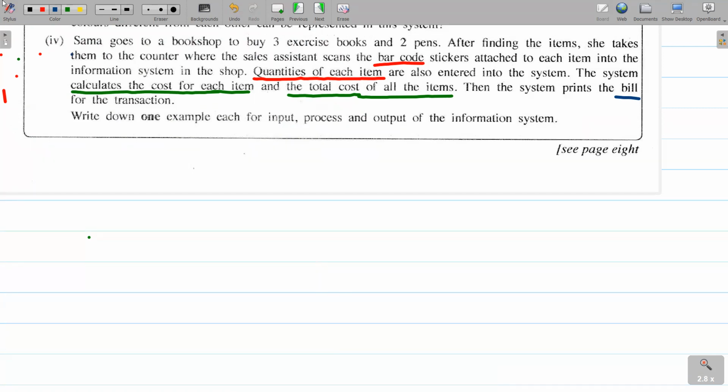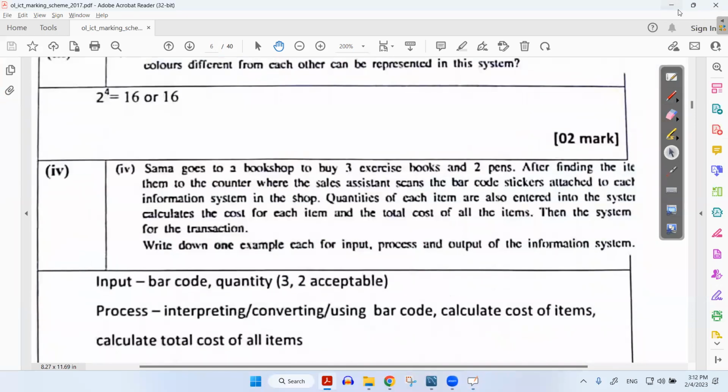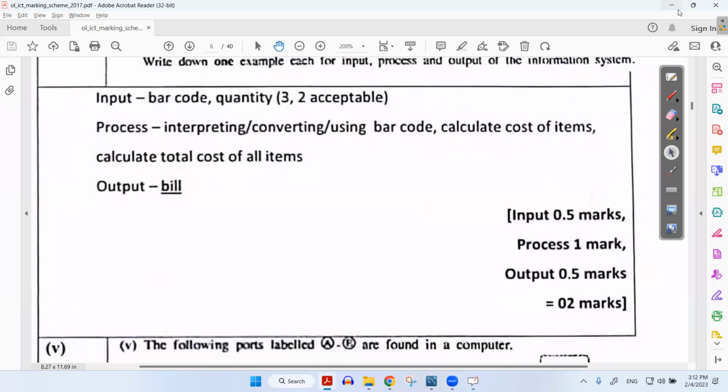So the marks are given in this manner. Here they have said the inputs are barcode and quantity. They were even accepting the 3 and 2 as inputs as well, because there are 3 books and 2 pencils kind of things, right? So 3 and 2 can also be represented as an input.